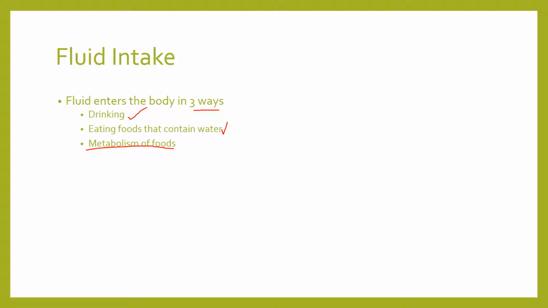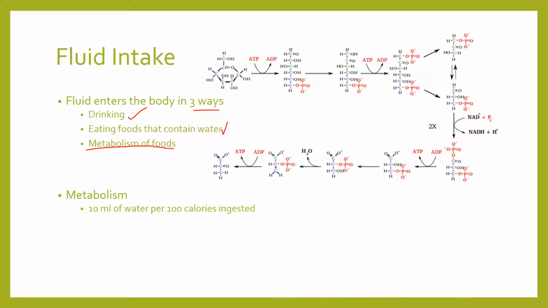So if we go back to our grade 12 or high school education, we'll remember stuff like this. It's not important to memorize this, it's just this is the glycolysis cycle. As you can see, the decomposition of glucose, we have waters being formed, and that's another source of how the body makes fluids. And basically 10 milliliters of water is produced per 100 calories ingested.